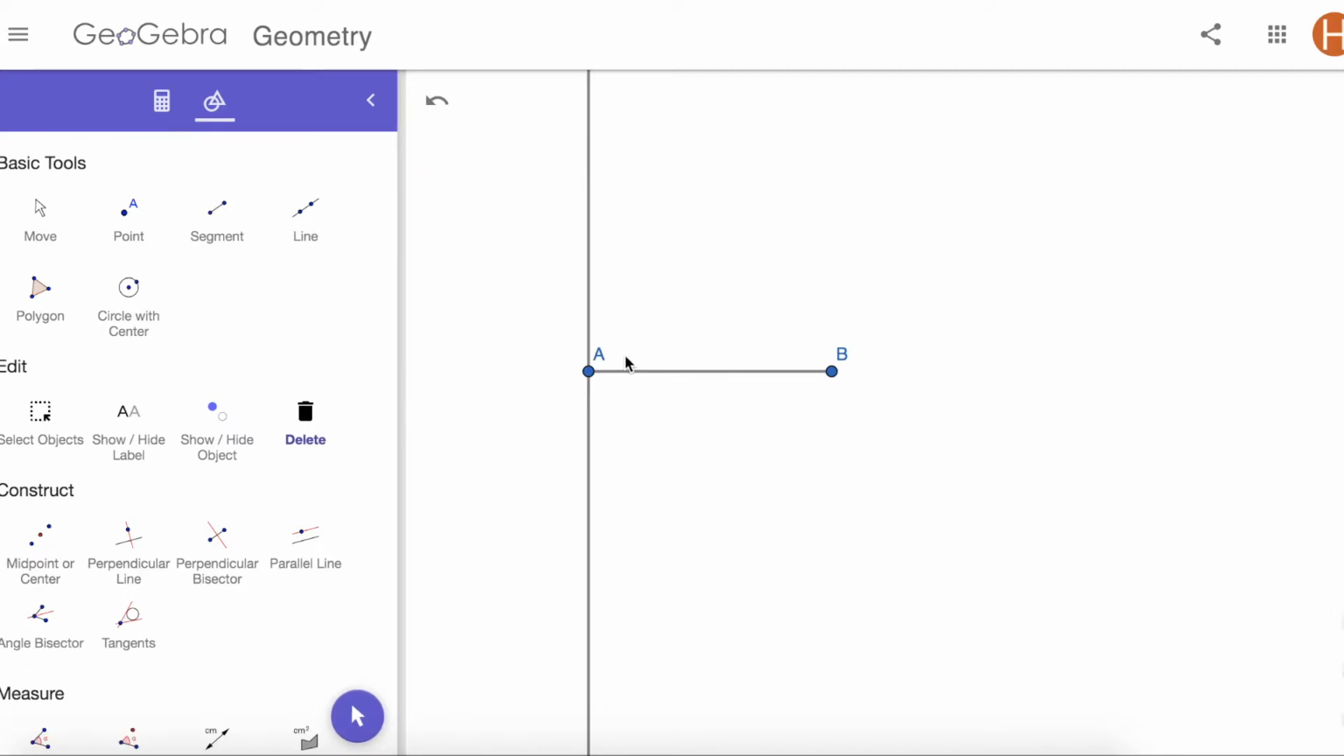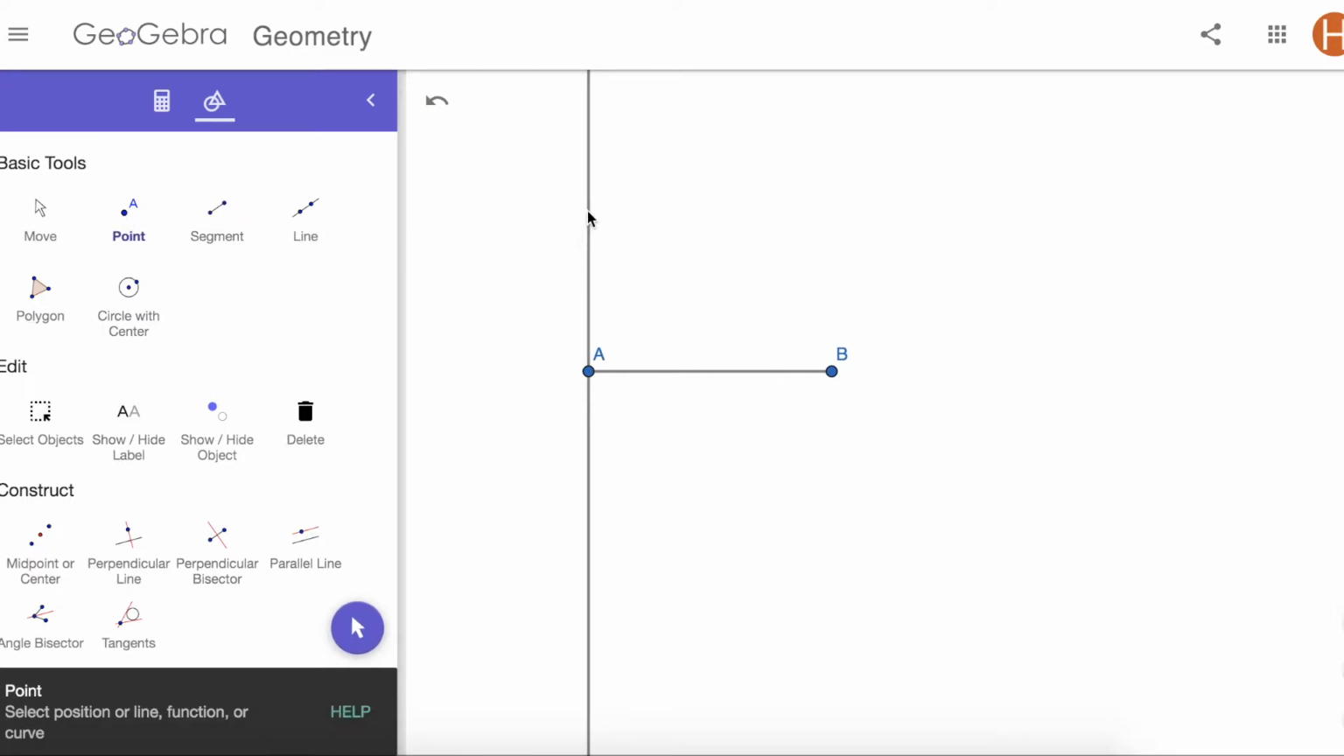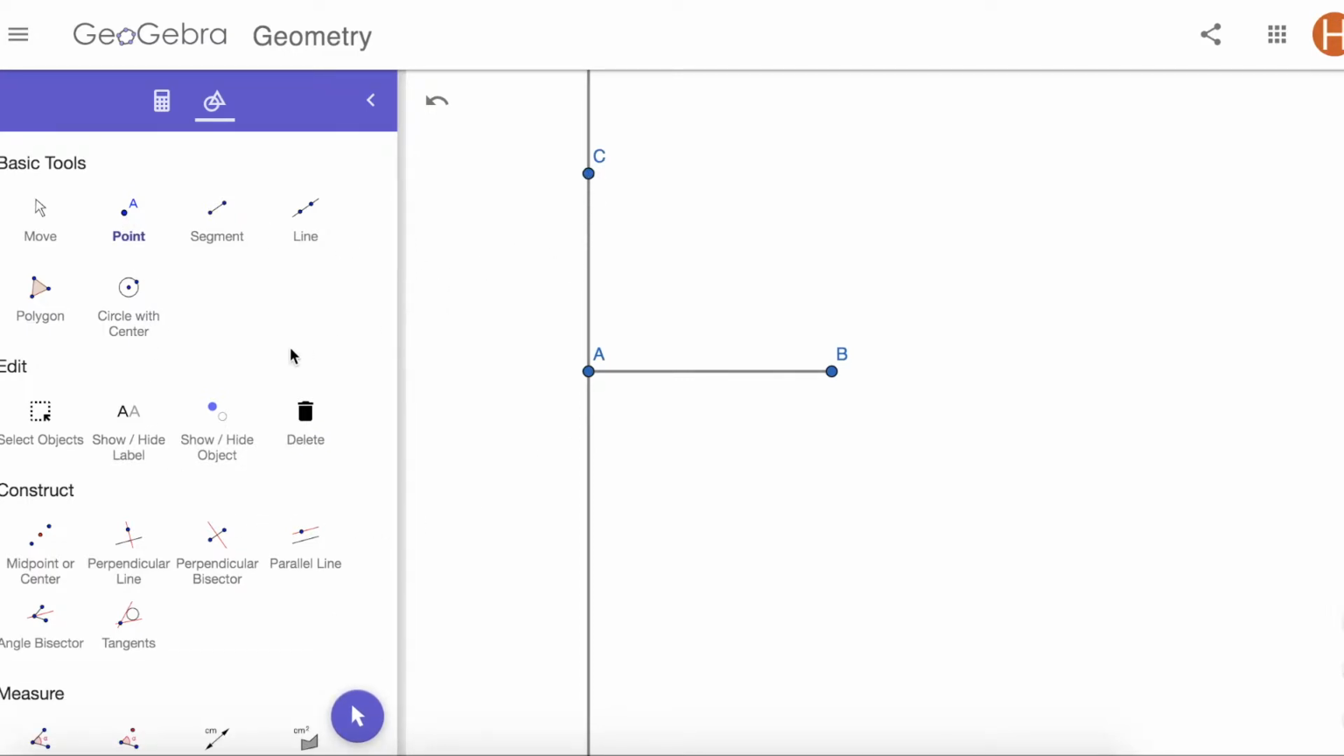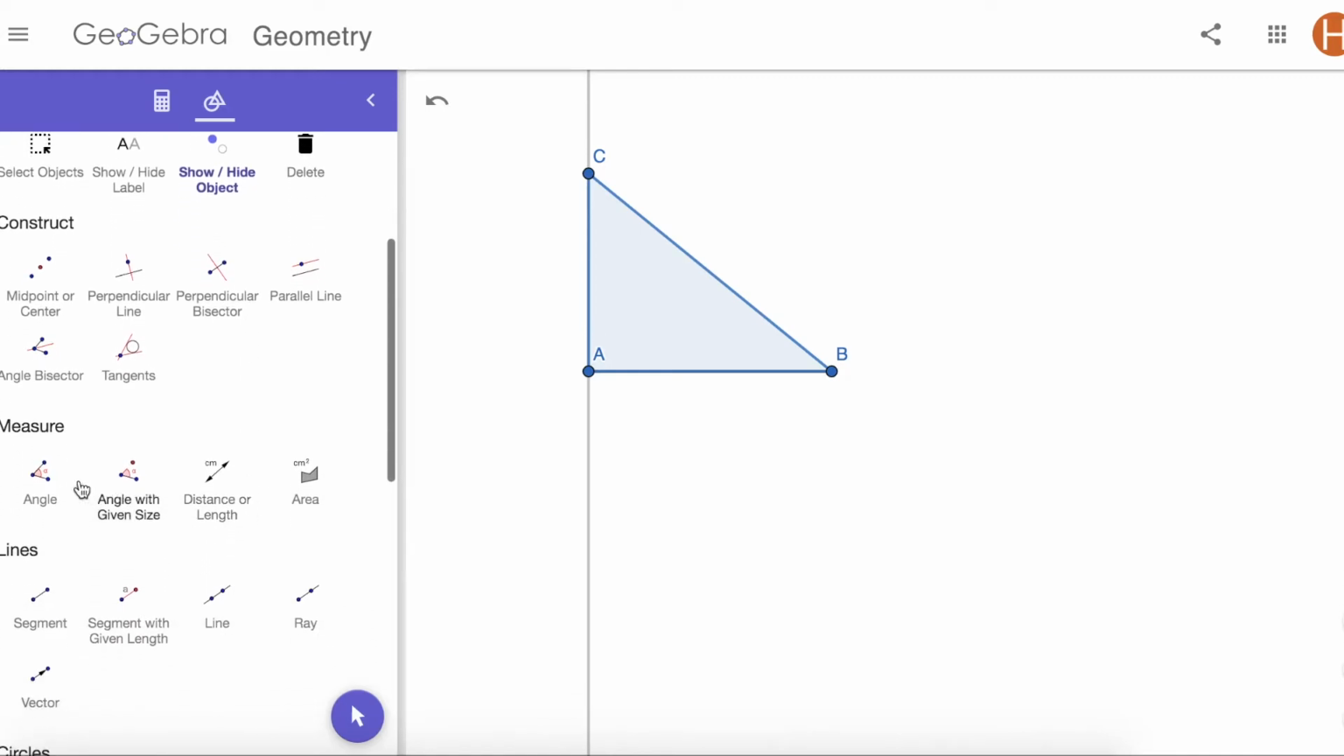Now I have this 90-degree angle, and so I can just add a point anywhere on this line. Now I'm going to use my polygon tool to connect the triangle. Now I can hide this perpendicular line because I don't really need to show it anymore. Now I can measure the angle. Here we have a 90-degree angle, so it's currently a right triangle.